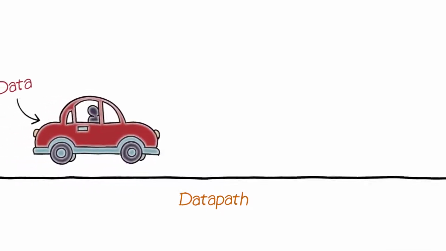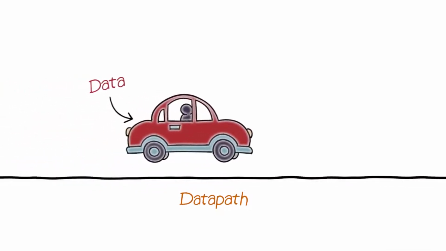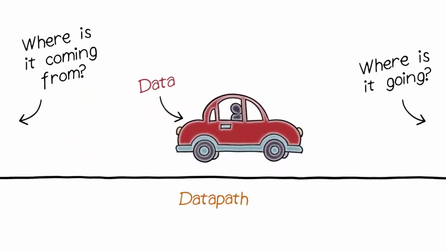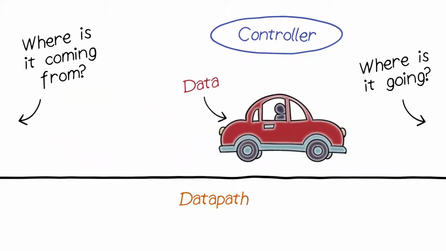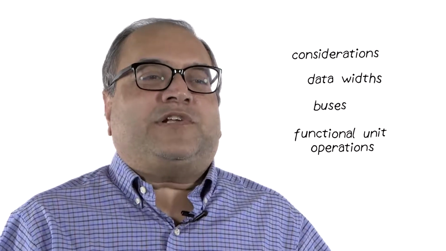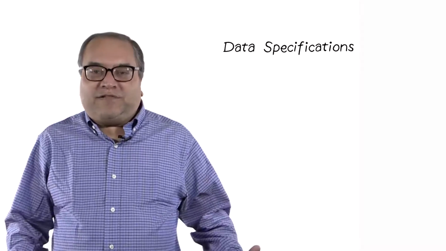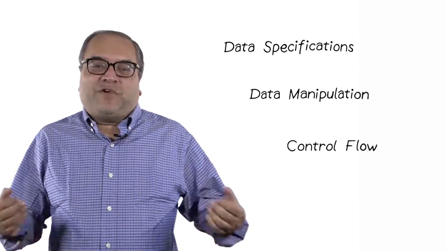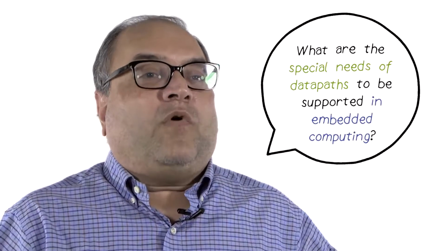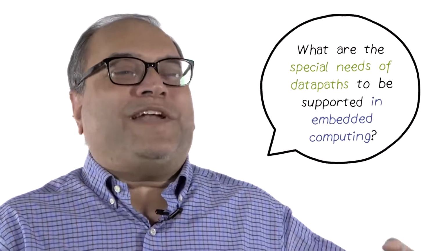We need to think about what kind of data we have, where it is coming from, and where it is going. The device in charge of all this data movement is the controller. So in this lesson, we are going to learn about data path considerations, about data widths, the buses that carry them, and the function unit operations on them. Important components that dictate data paths are data specifications, data manipulations, and control flow. A question you should ask yourself as you watch the lesson: what are the special needs of data paths to be supported in embedded computing?